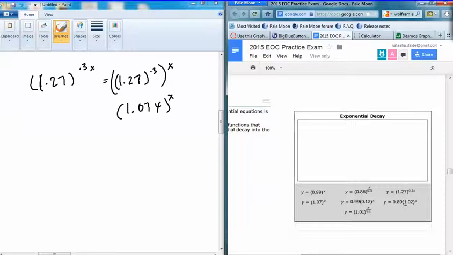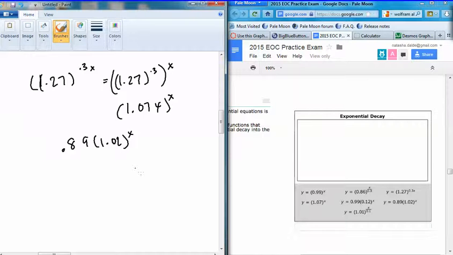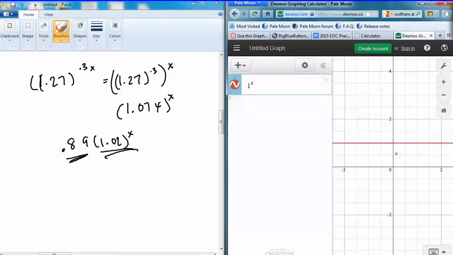Now, it has to be the number that the x is acting on. So, like for this one right here, 0.89, 1.02 to the x, really all you're going to look at is the number out in front here. This number over here, remember what that does? All that does is it will change where this thing crosses, but it won't really change whether or not this is experiencing growth or decay.